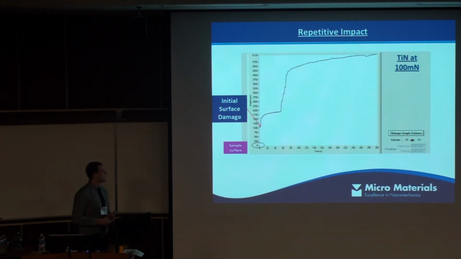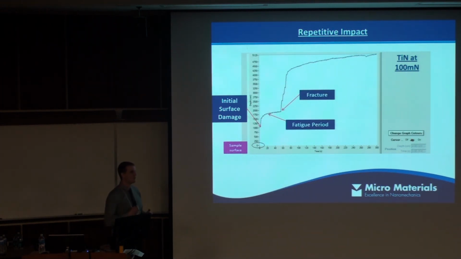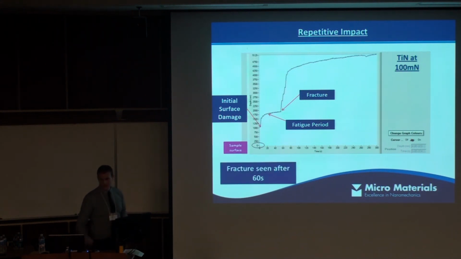So for the first impact, you get this initial surface damage. On that first impact, the indenter moves around a micron into the surface. In consecutive impacts, you actually get a stable period, so a fatigue period, where the indenter is actually impacting on the coating surface. So in this case, it's a titanium nitride coating. After around 60 seconds for this sample, you get a fracture of the coating. So the coating fails completely. So then the indenter moves through to the substrate. So this final portion of the test is actually the indenter just moving slowly into the substrate material.